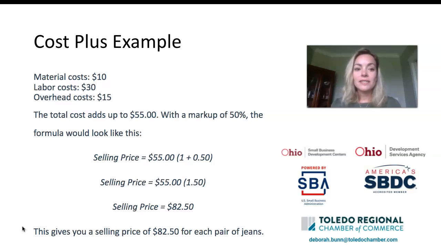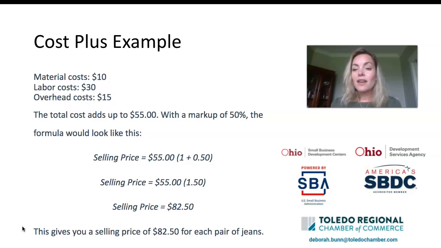This is a cost plus example. Say someone's producing a pair of jeans. Material costs $10, the labor is $30, and the overhead costs, maybe of your manufacturing facility for this one unit, again, we're just doing one unit, is $15. So your total costs are $55. Okay. Sounds good. We're going to mark it up by 50%. So to get to that selling price, you would do 55 times 1.5. And your selling price is $82.50.